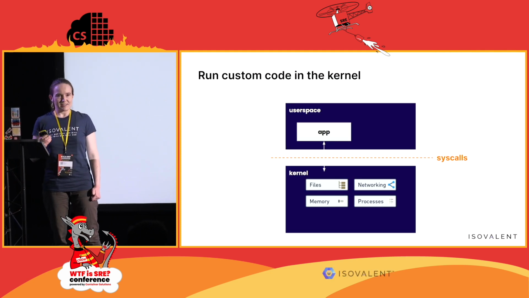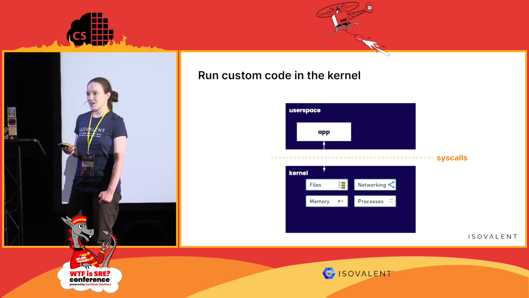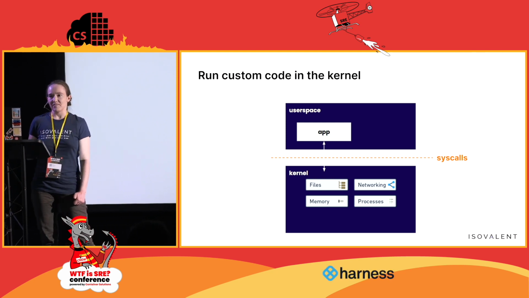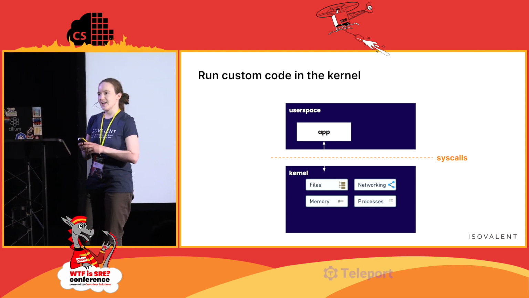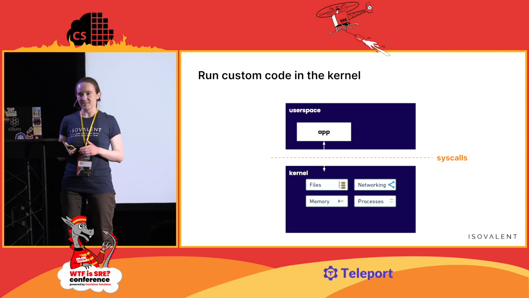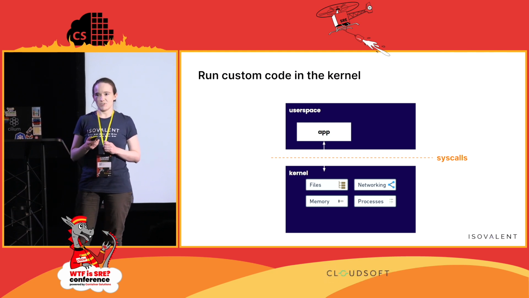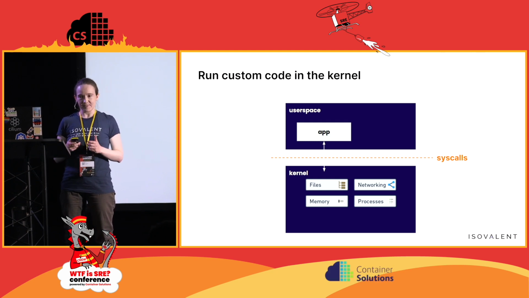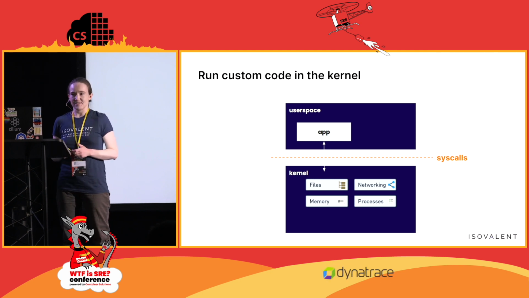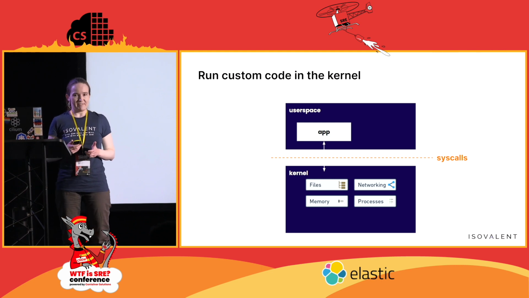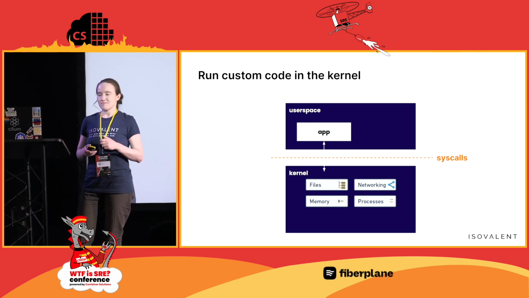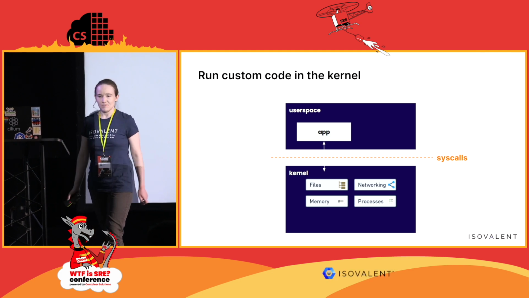So the eBPF allows us to run custom code in the kernel. And normally, when we write applications, we are running them in user space. They are running there happily, but whenever the application needs to touch the underlying infrastructure, it needs to reach out to Linux kernel via system calls. It can't do this on its own. And that happens a lot.